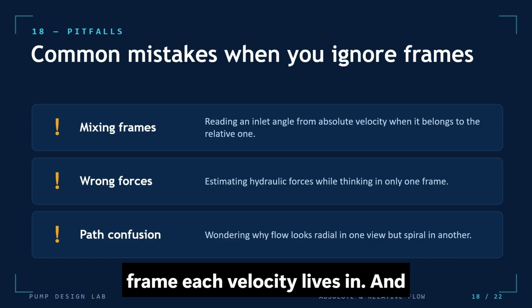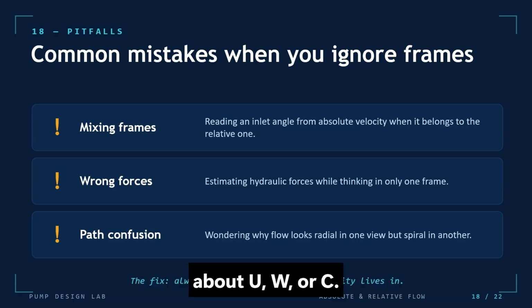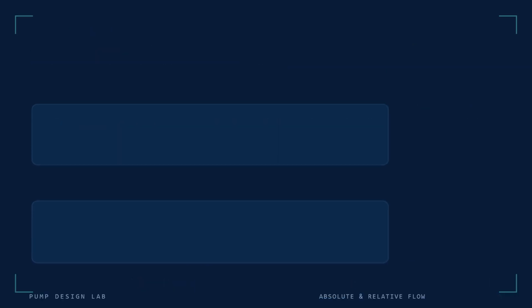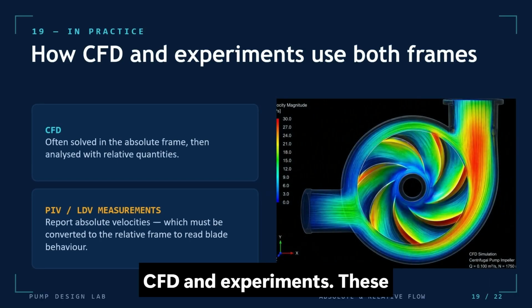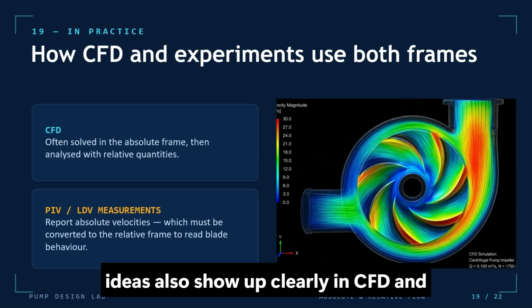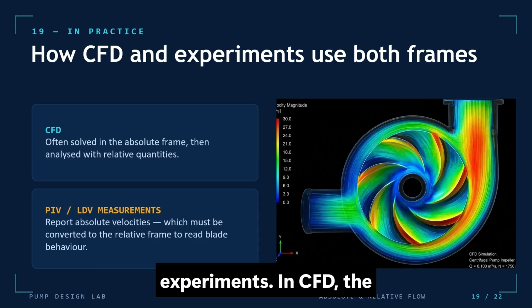The fix is simple but crucial. Always know which frame each velocity lives in, and always be aware whether you are talking about U, W, or C. CFD, and experiments. These ideas also show up clearly in CFD and experiments.